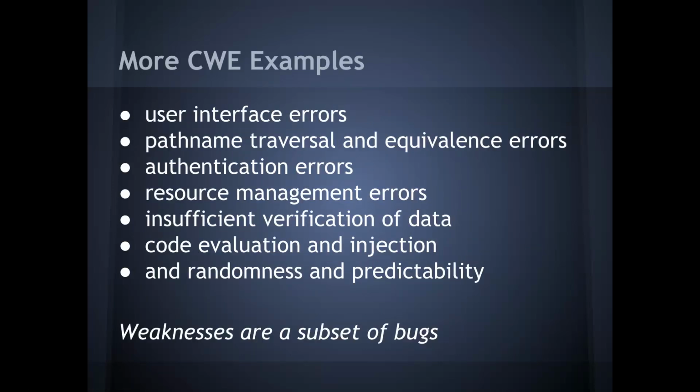Some of them are a bit broad, like GUI errors, authentication errors. Some of them are a bit specific, but in general, across all of them, they vary wildly in the specificity of the CWE, which is a bit of a problem that there is with them, but it's not a big problem. Anyways, at the end of this discussion, I wanted to note that weaknesses are a subset of bugs.